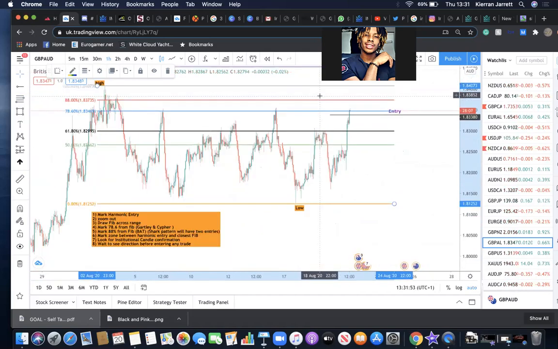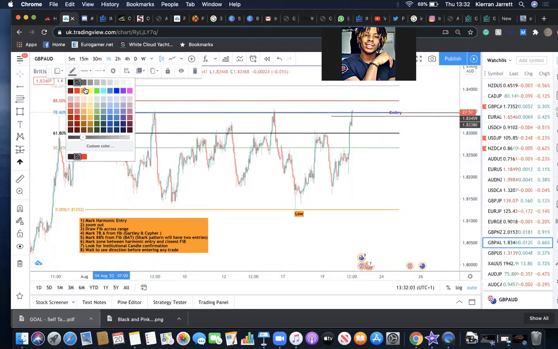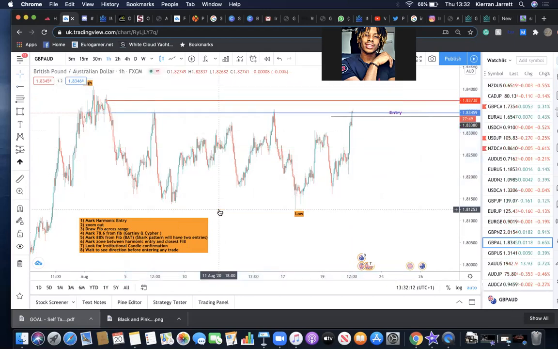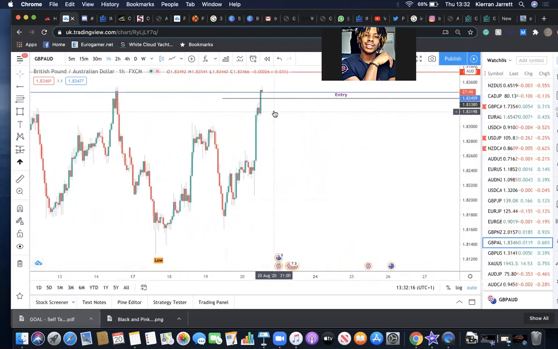So now I would even be looking to, let's go through this, right? I'm going to mark the 78.6, so let's mark this blue line. We're going to make it blue. We're going to take another horizontal ray and mark the red line. We're going to make it red. Okay, let's delete this.